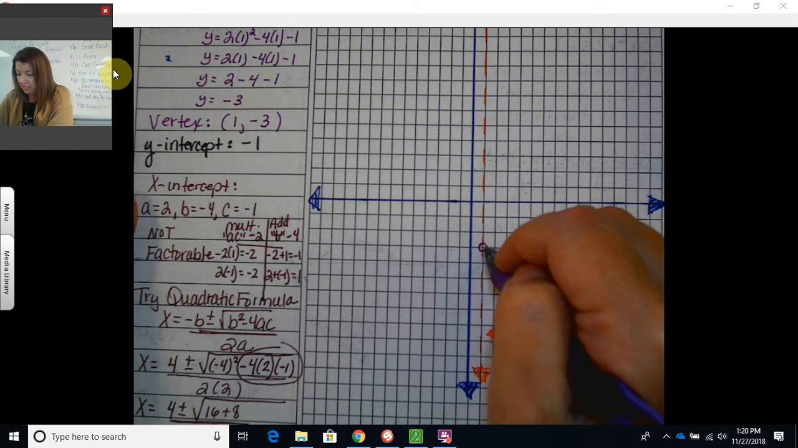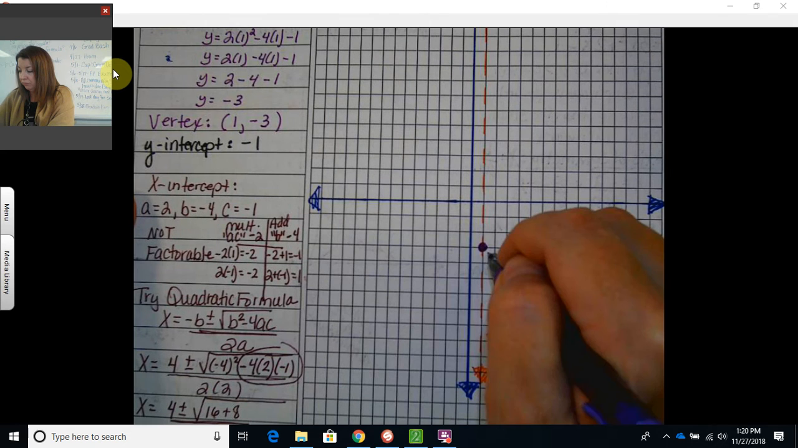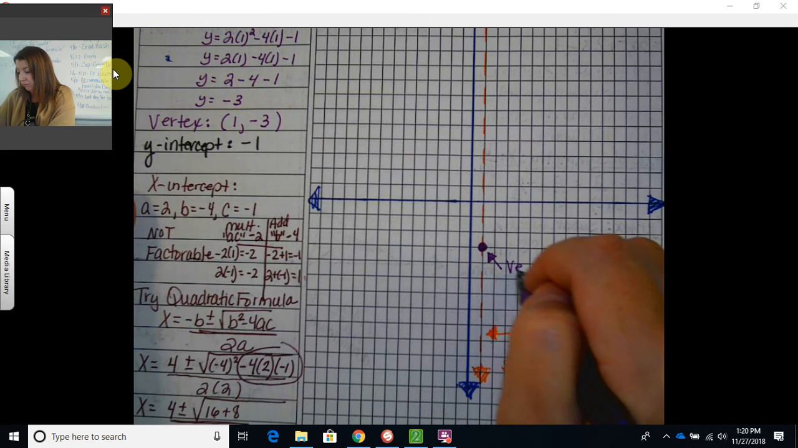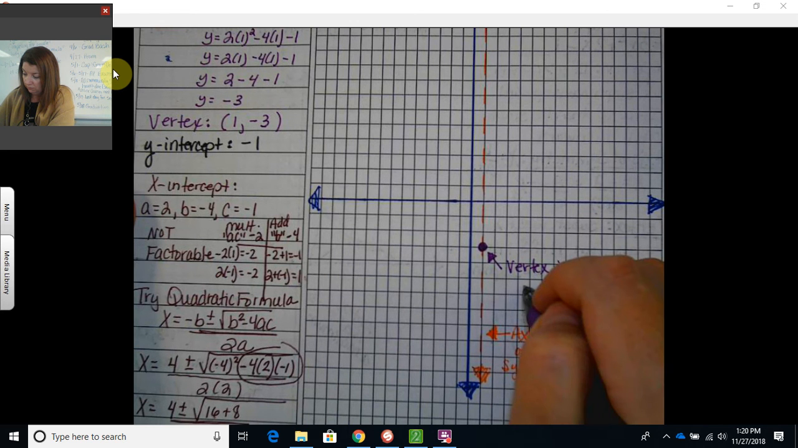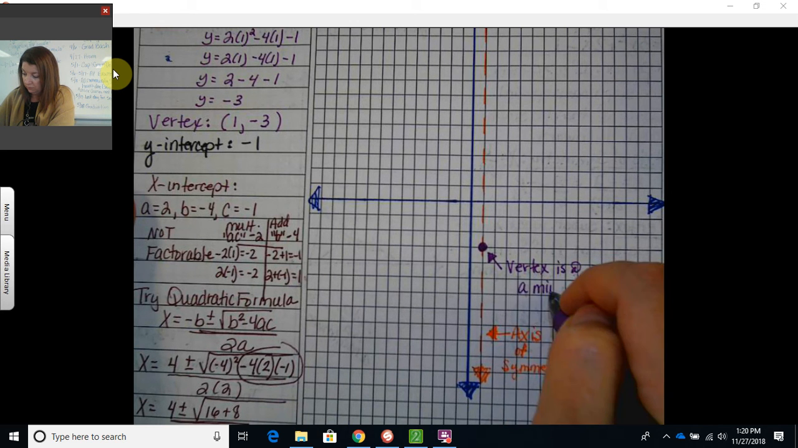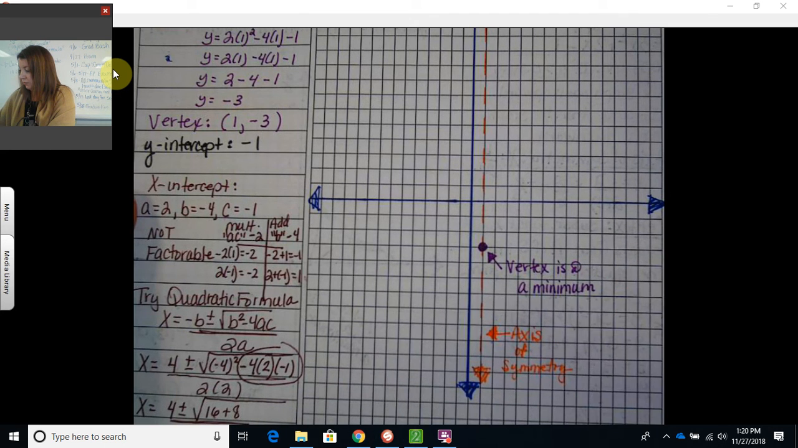We know our vertex is at, when x is positive 1, y is negative 3. If our vertex is not on the x-axis, something's not right. And it's going to open up. So is our vertex at a maximum or minimum? Minimum. Our y-intercept is at negative 1. So on the y-axis, we have a point at negative 1.